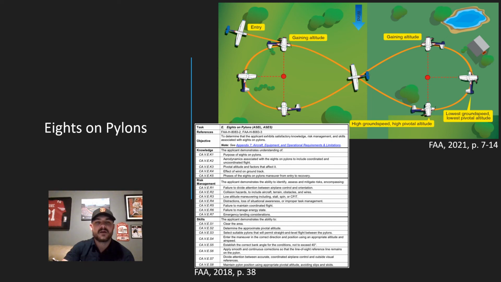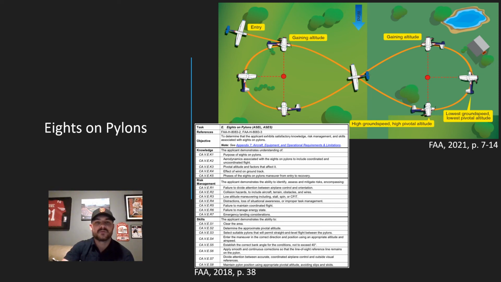Bank angle does not affect the pivotal altitude unless steep enough for it to affect ground speed, but it does affect the distance from the pylon. Above the pivotal altitude, the pylon appears in front of the reference line, while below the pivotal altitude, it moves behind the reference line. The pylons selected should be of adequate distance apart to allow for roughly 3 to 5 seconds of flight in between and prominent enough to find easily.